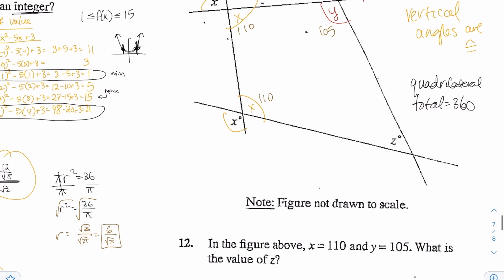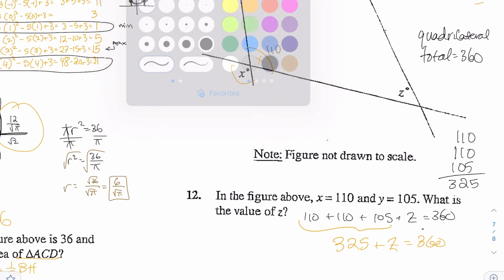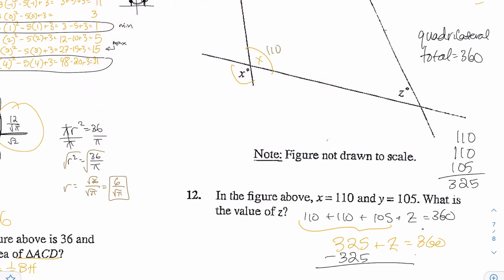So you know that the equation you want to solve is 110 plus 110 plus 105 plus z is equal to 360. If you add 110, 110, and 105, you get 325. So 325 plus z is equal to 360. If you subtract 325 from both sides, you'll get 35 is equal to z. So you know that z is equal to 35 degrees.